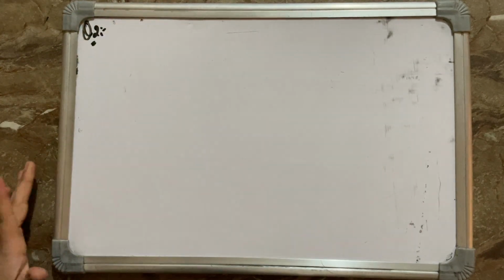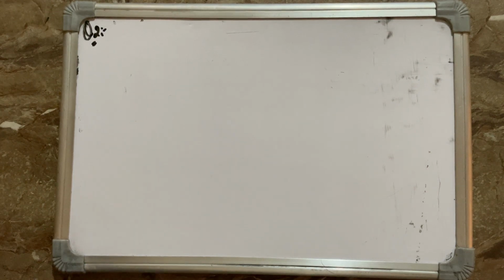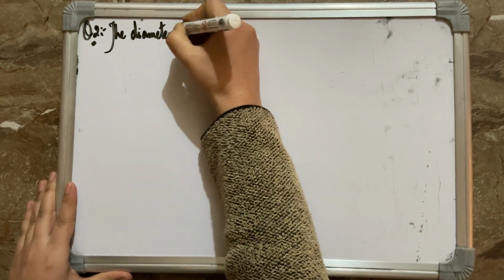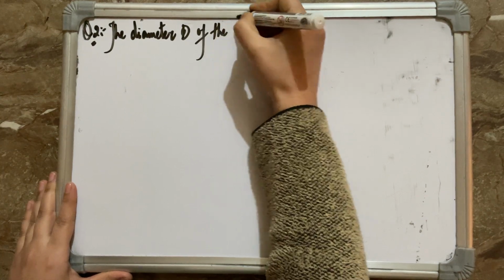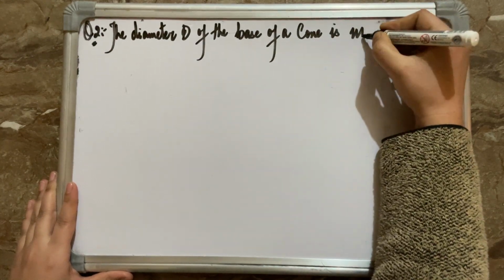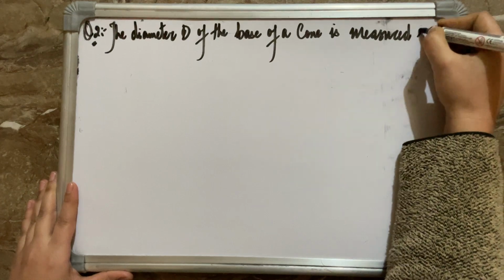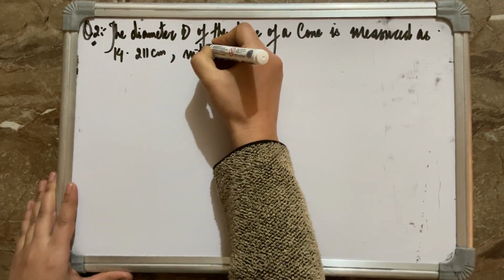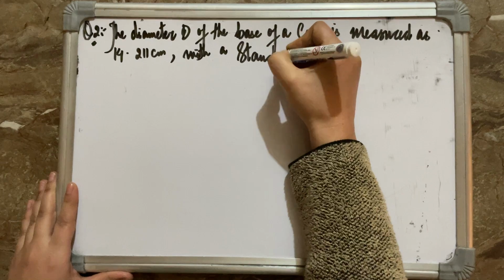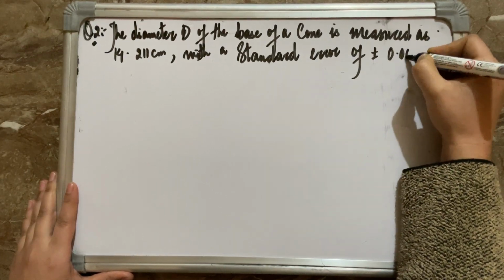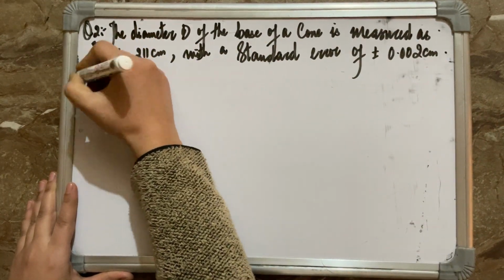All right, question number 2. Question number 2 says, the diameter d of the base of a cone is measured as 14.211 centimeters with a standard error of plus minus 0.002 centimeters.